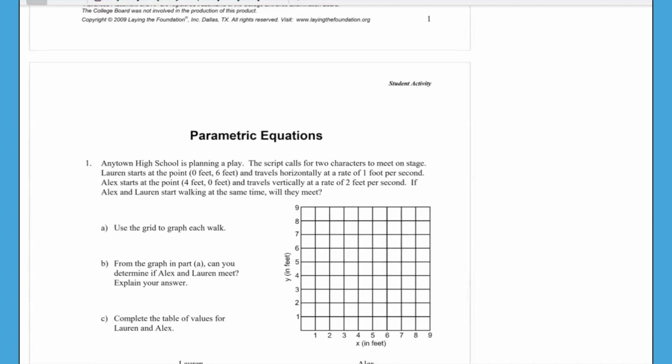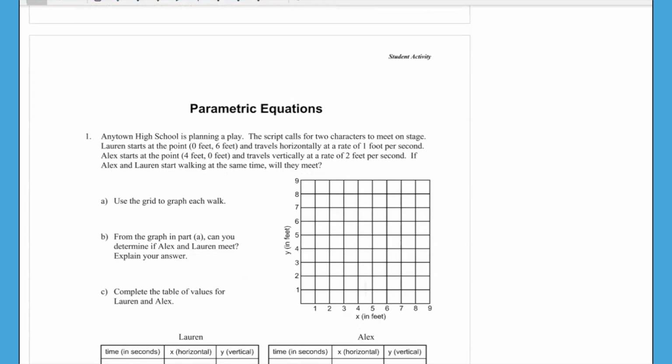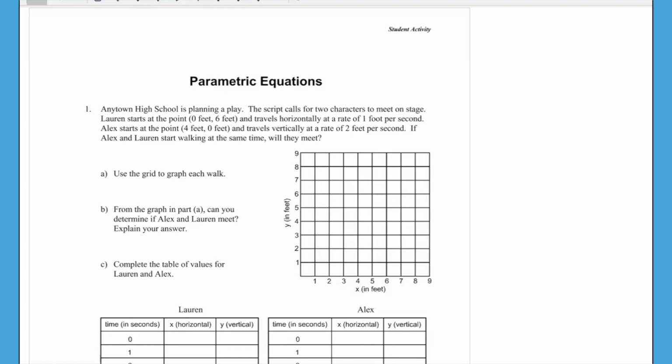So we're going to start off with this scenario that's in problem number 1, and we have Anytown High School planning a play. The script calls for 2 characters to meet on stage. We have Lauren that starts at the point (0, 6), so she's starting right here, and she's traveling horizontally at a rate of 1 foot per second. So Lauren is 1 second, 2, 3, 4 seconds, 5, 6, 7, 8 seconds. And that's sort of Lauren's path, if you will. I'm going to mark that with an L.